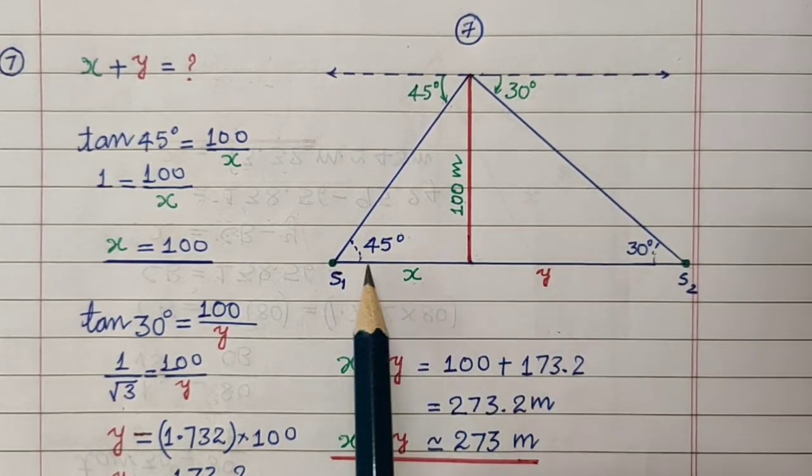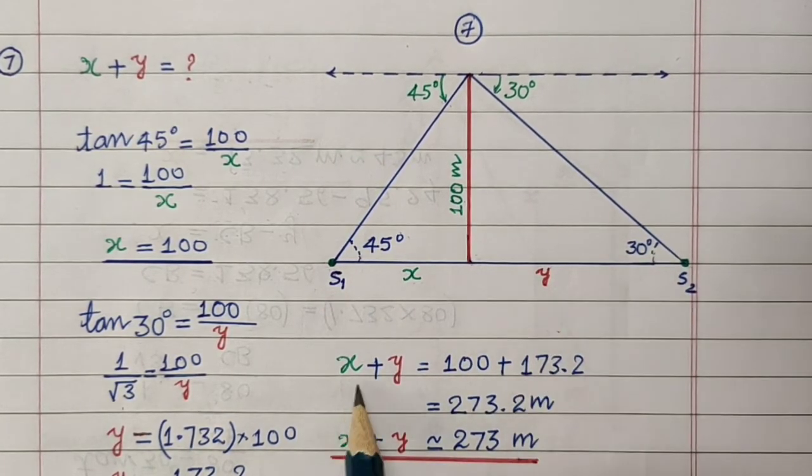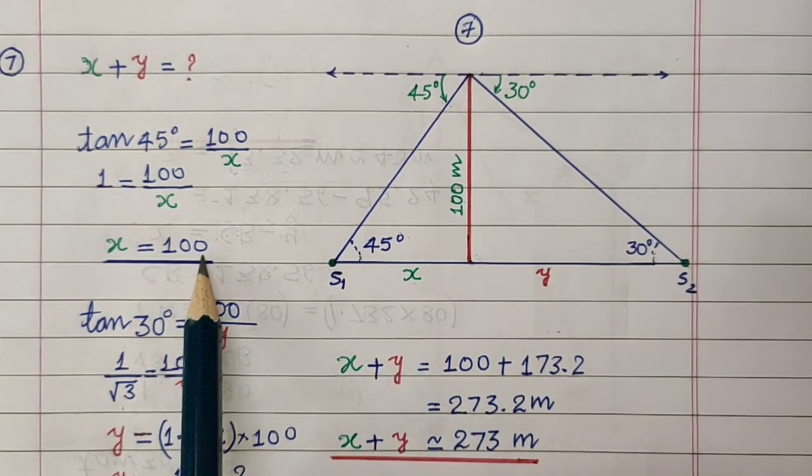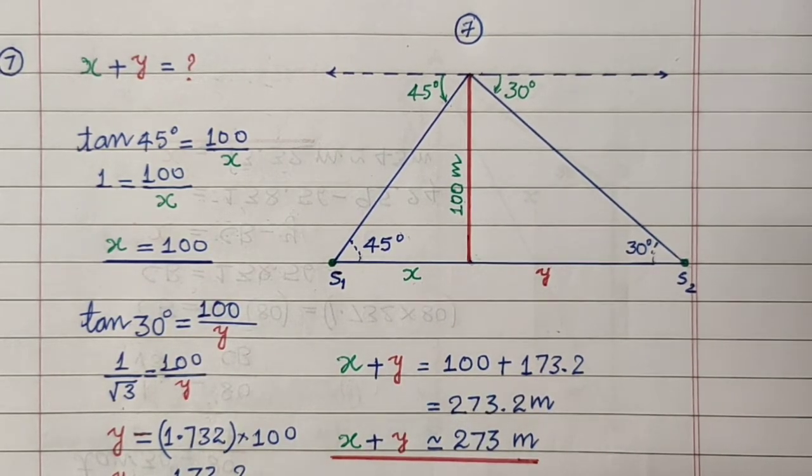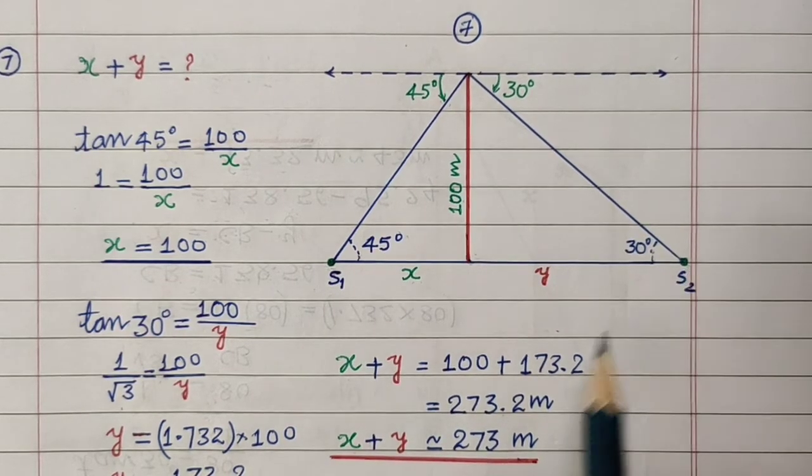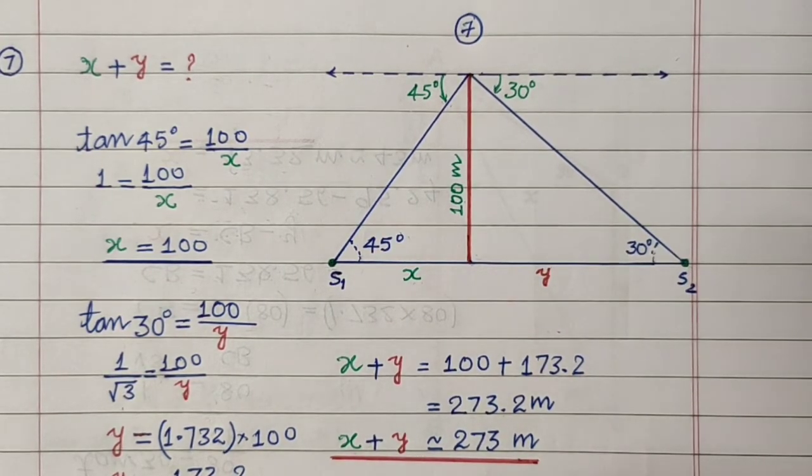X plus y will give the distance between the two ships, that is x plus y is equal to x is 100, y is 173.2, that will give 273.2 meters. To the nearest meter, x plus y, that is the distance between the two ships, is 273 meters.